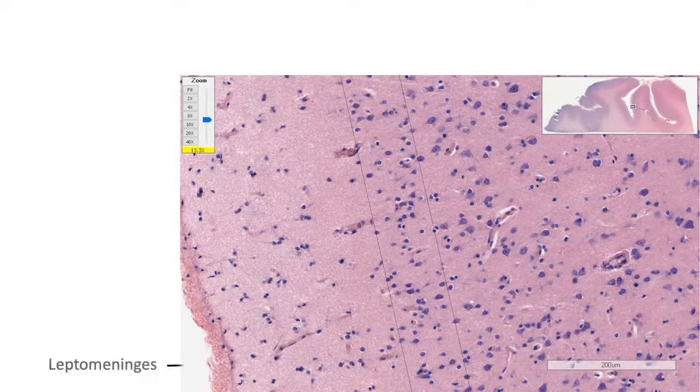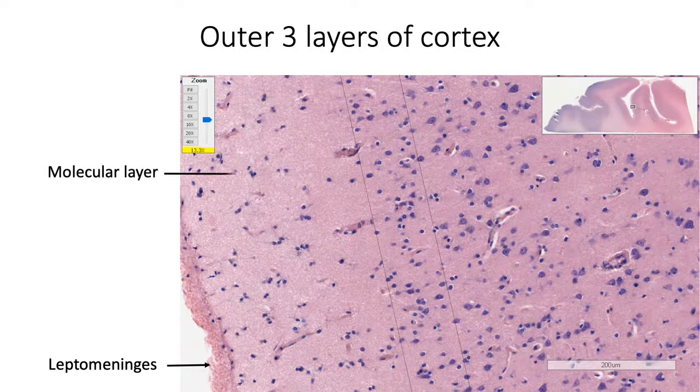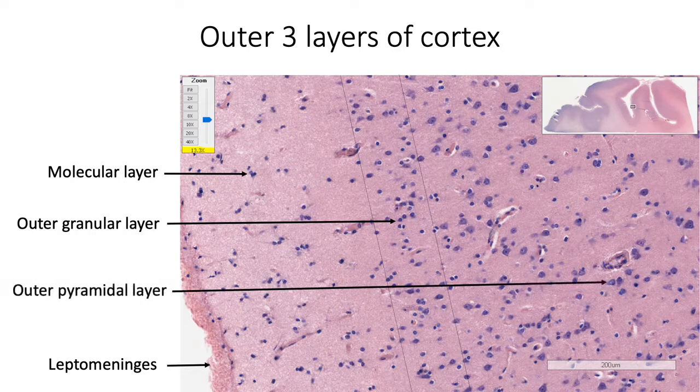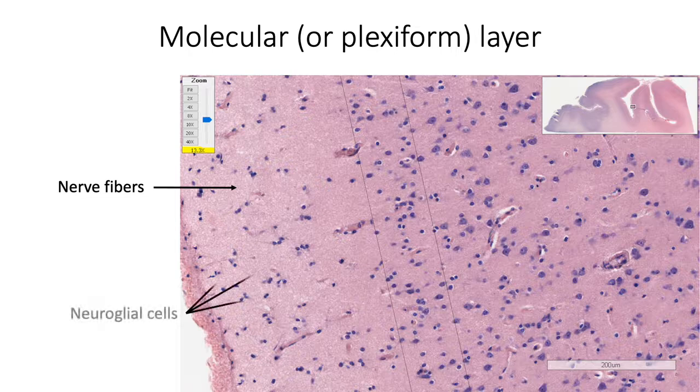Inside the covering of 3 layers of meninges, the outer 3 layers of the cortex include the molecular layer, the outer granular layer, and the outer pyramidal layer. Molecular or the plexiform layer is the outermost pale area, which is just beneath the pia mater, and it is mainly made up of nerve fibers, therefore it appears pale. And the cells in this layer include the neuroglial cells, which appear as naked nuclei, and a few horizontal cells of Cajal.